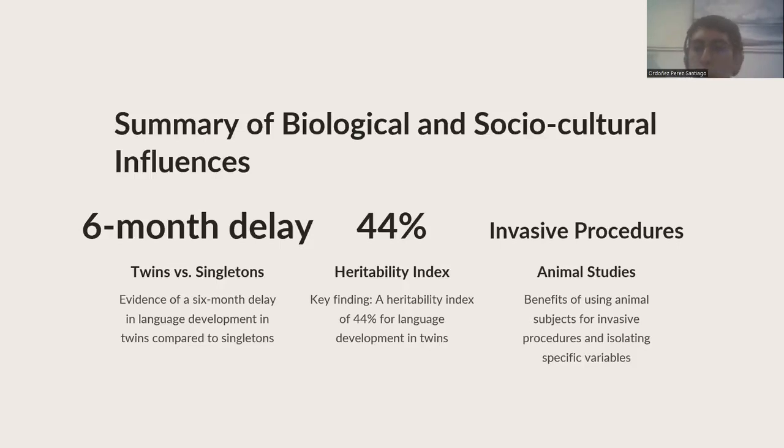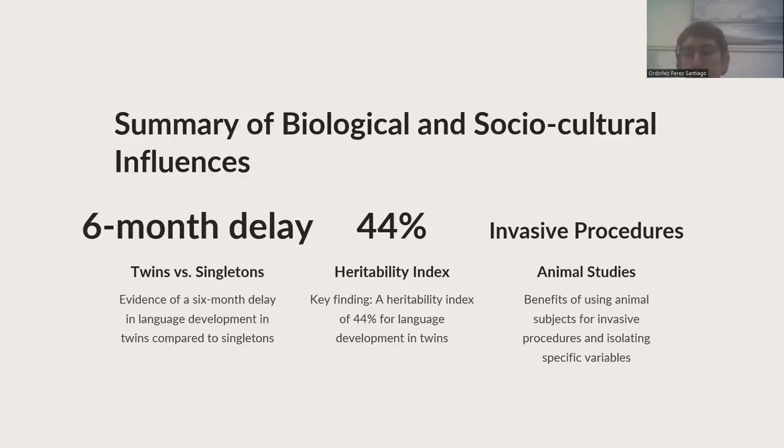Okay, let's go ahead and summarize all this detailed information that I have given to you. So in summary of biological and sociocultural influence, in the twins article there is enough evidence to say that there is a 6-month delay in language development in twins compared to singletons. So we have to be aware and have programs for special needs. That's why I mentioned too that the author is focused on this, and it's great that we have this kind of research to evidence and prove this. And then another thing that I mentioned before was the heritability index, which was 44% for language development in twins.